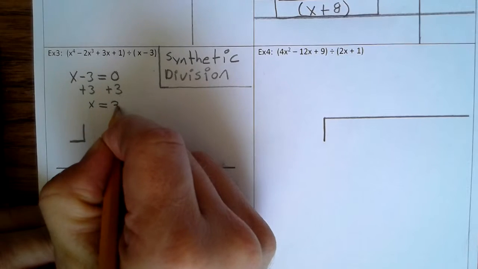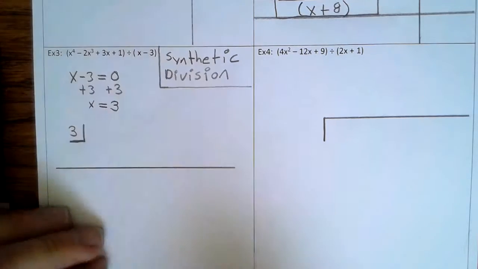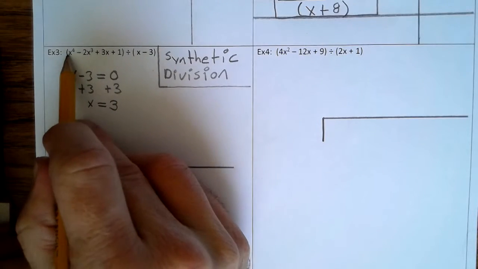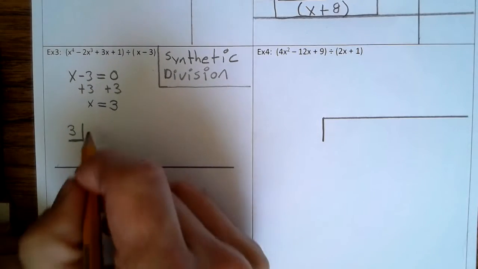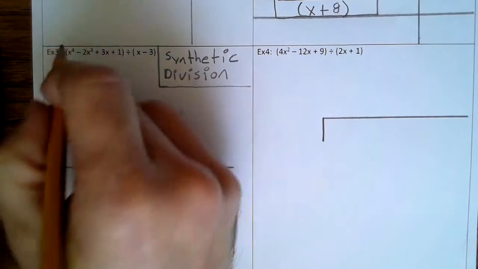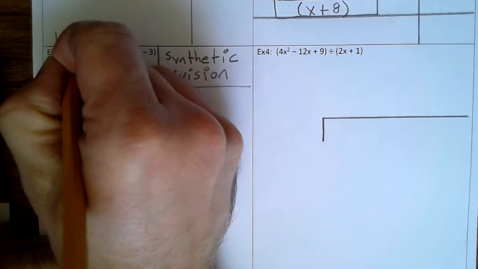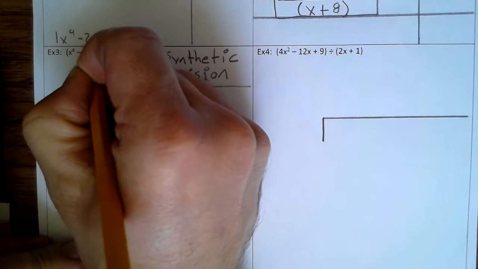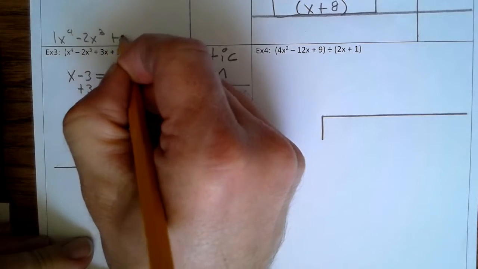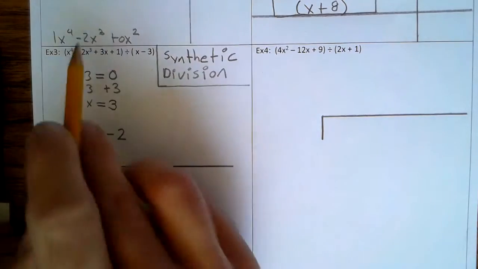Okay, and then you take the terms in front here. So that's 1, negative 2. Now, this is 1x to the 4th minus 2x cubed, but we're missing the squared, so that's plus 0x squared. You have to have 432, and then plus 3x to the 1 plus 1.